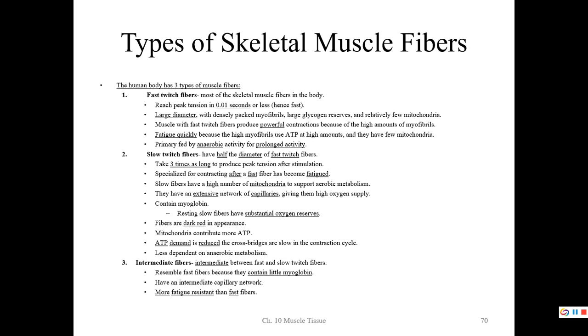Intermediates are between the two. It looks like fast fibers because it doesn't have very much myoglobin, so it looks more like a fast fiber. But they have an intermediate capillary network, and they are more fatigue resistant than a fast fiber is. Fast fibers, they're fast to work, they twitch fast, but they wear out fast.